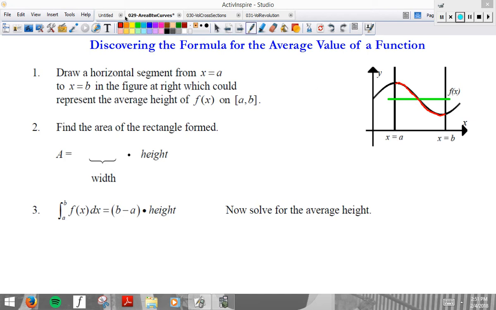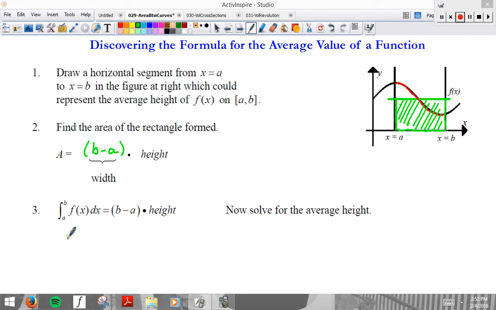Now they want me to find the area of the rectangle formed. Just to be clear, we're talking about this rectangle. That rectangle, our height is my average height. The width of that rectangle is just the change in the x values, which is b minus a. So far, so good.